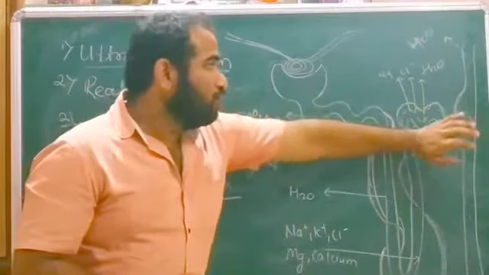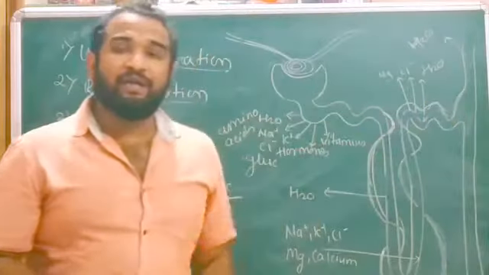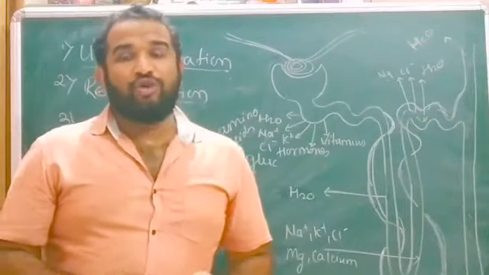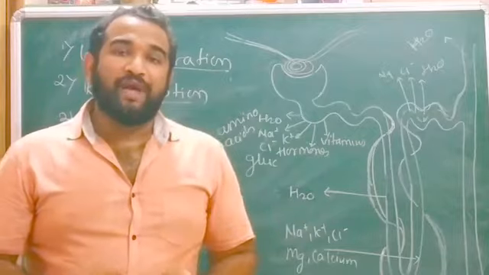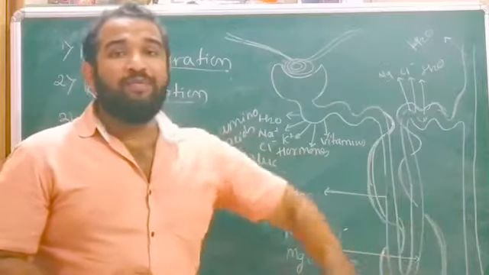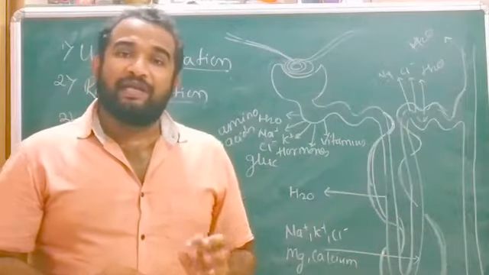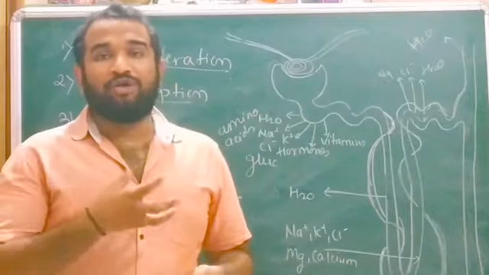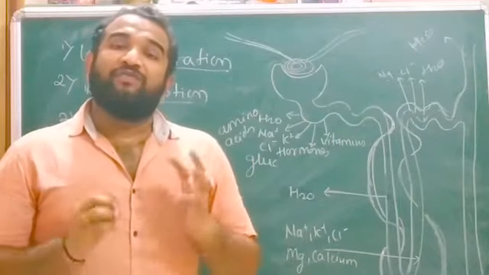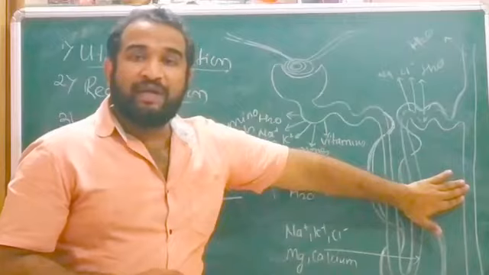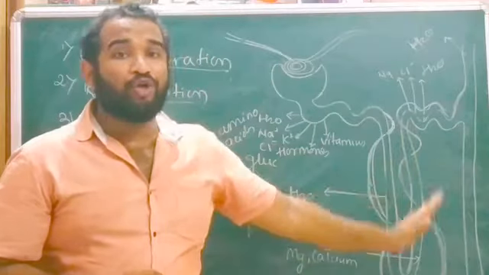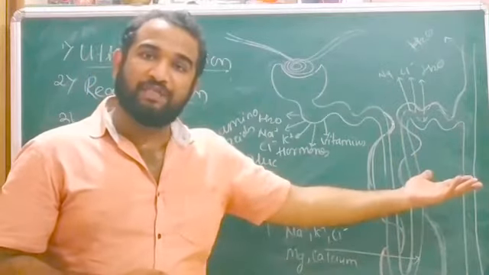From here the filtrate goes to the collecting duct. The collecting duct also, under the influence of aldosterone, absorbs sodium ions, and it is permeable to water. So that's why from the collecting duct, the water is also reabsorbed. And after reabsorption of water, whatever filtrate is formed in the collecting duct becomes hypertonic as compared to the blood plasma.